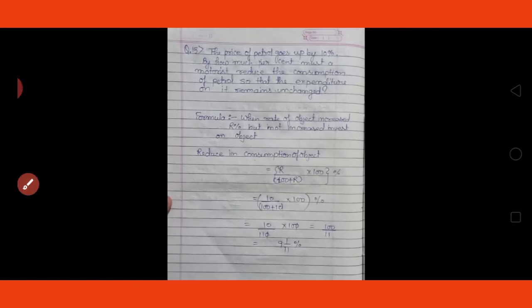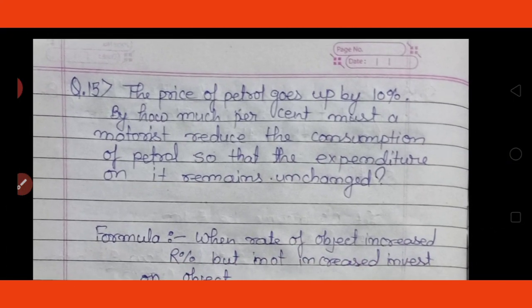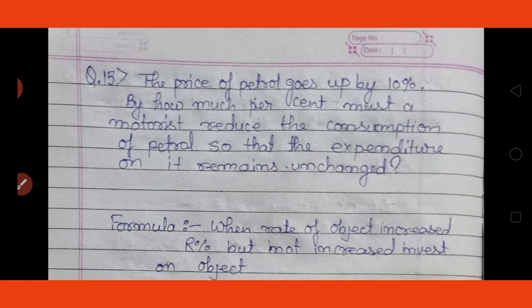Next question. The price of petrol goes up by 10%. By how much percent must a motorist reduce the consumption of petrol so that expenditure on it remains unchanged? Means expenditure should not be changed, only the consumption should be changed.